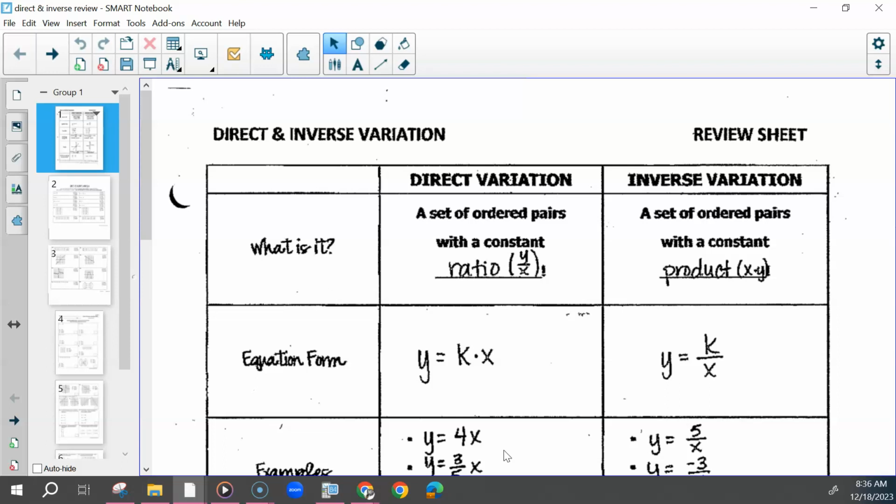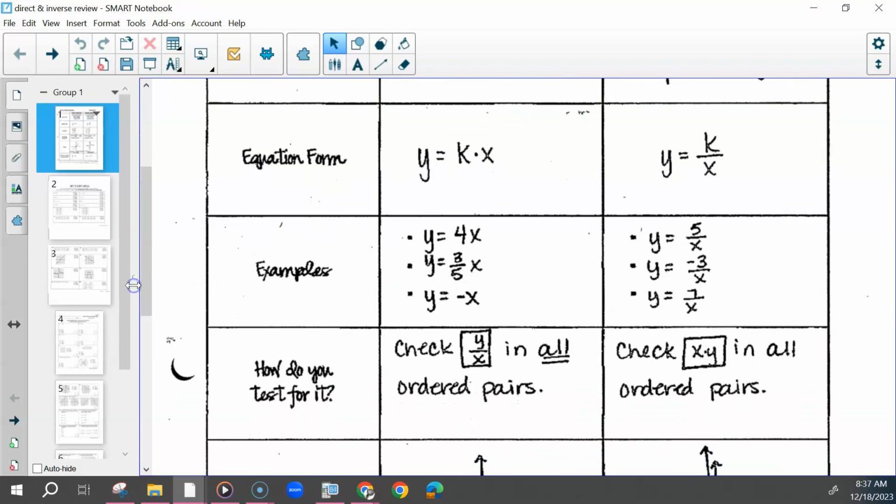So for review purposes, direct variation is a set of ordered pairs with a constant ratio, y divided by x. Inverse is a set of ordered pairs with a constant product, x times y. The equation format for direct is y equals kx. For inverse is y equals k over x. Those are the main things we need to know. They have examples of what they look like.